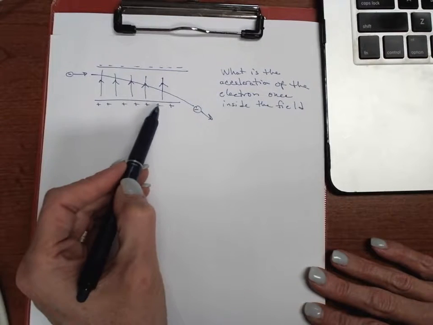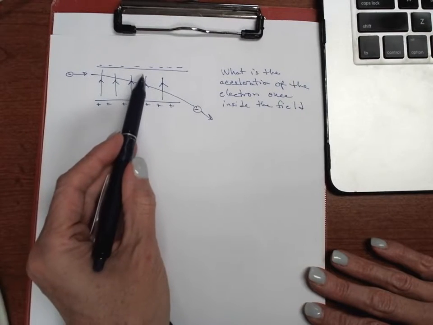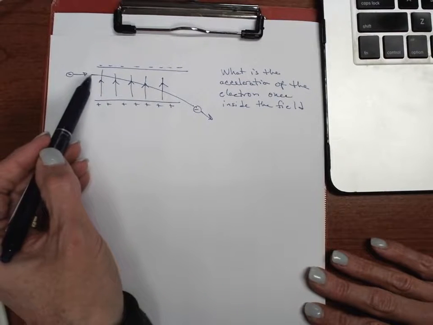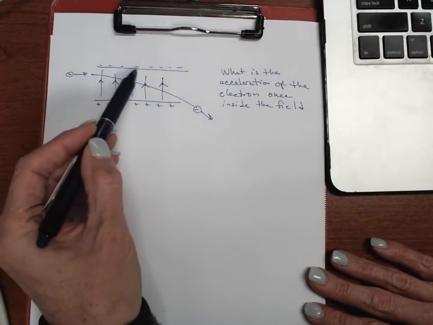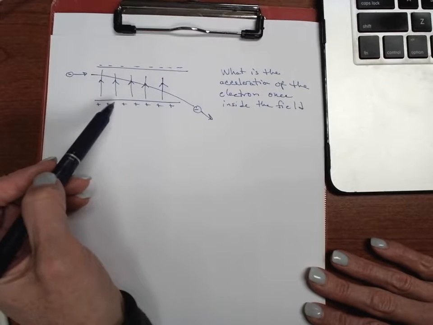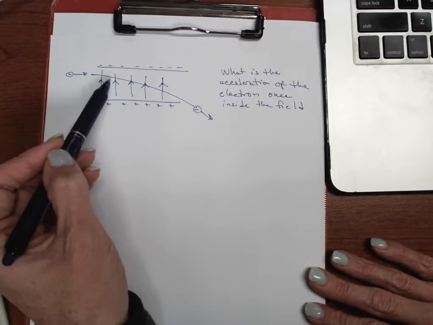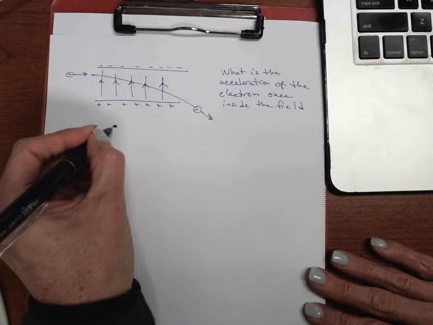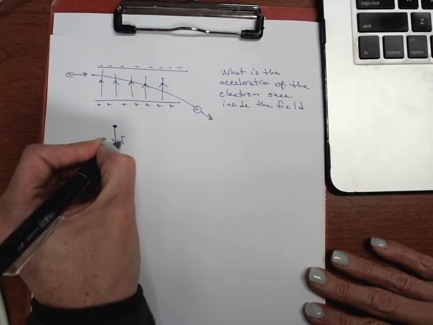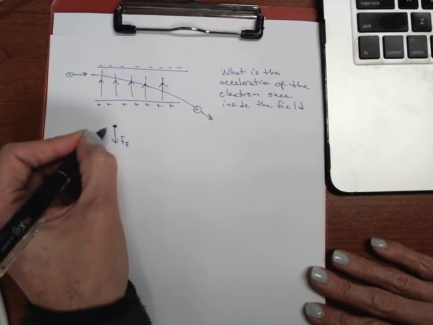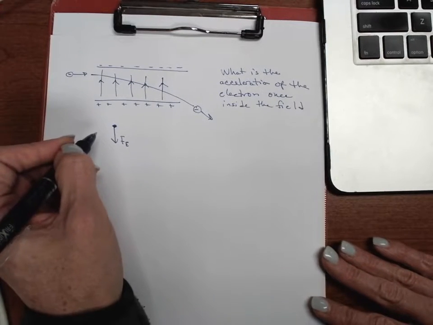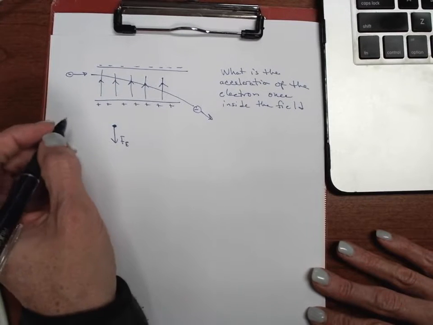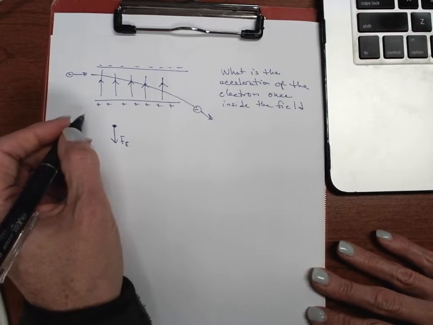I have positive charges here, my field points away from positive charge and towards negative charge up here. And so when an electron comes in, it's going to be repelled by the negative charges and attracted to the positive charges. So it's going to feel a force down. So this electron, if I drew a free body diagram, it's going to feel a force F sub E for electric field down. And we're going to ignore the gravitational field because the electric field is much, much, much greater. And so we're going to say the gravitational field is negligible.